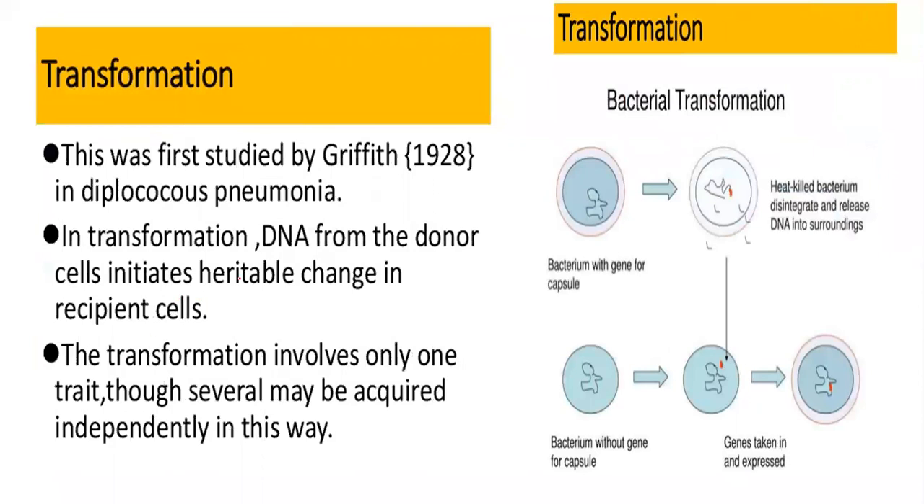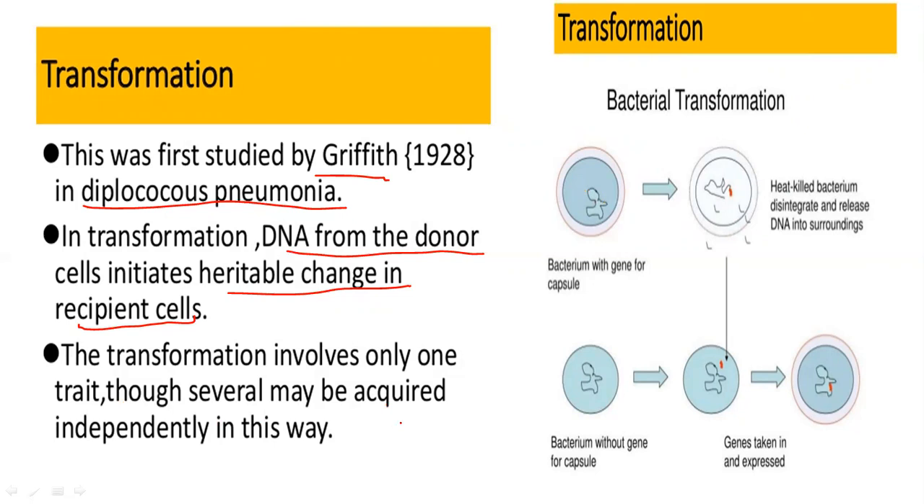Bacterial transformation was first studied by Griffith in 1928 in Diplococcus pneumoniae. And in transformation, what happens? DNA from a donor cell initiates a heritable change in recipient cells. Like here, the bacterium with the gene for the capsule undergoes some changes in its DNA, and the transformation involves only one trait, though several may be acquired independently in this way.